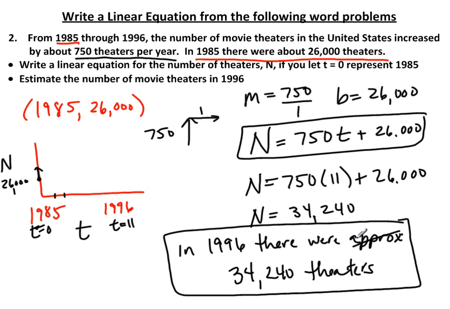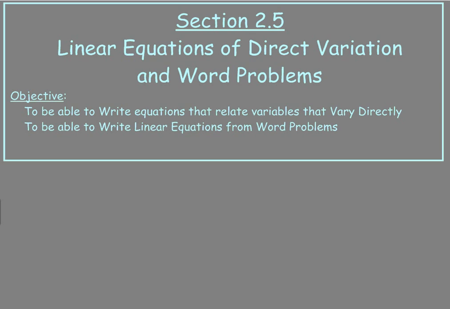Now, you don't have to write the approximately part. You can if you'd like, because everything in life, this isn't exact, because it says it basically increased 750 theaters per year, but that's just an average. So this is just a model to give us a close estimate of where theaters are in the future. So hopefully you have a little better idea about writing equations that relate variables that vary directly, and that you feel better writing linear equations from word problems.